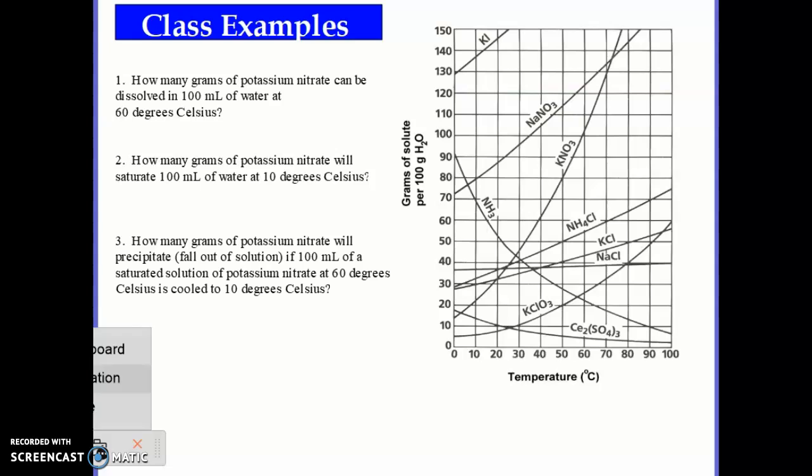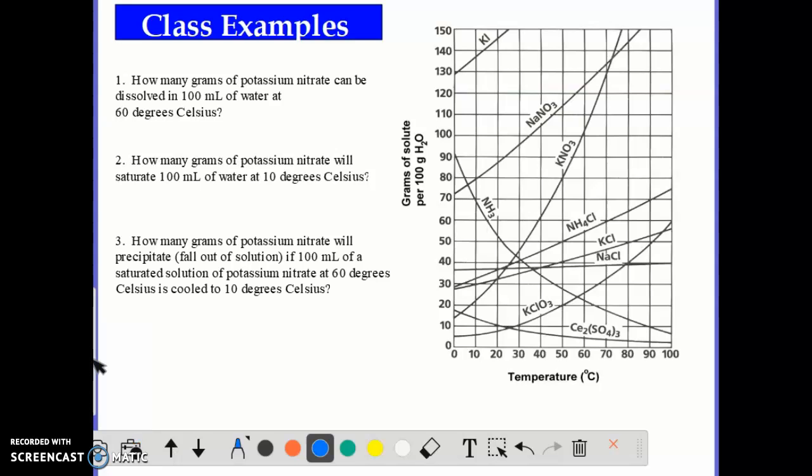Here are some examples. How many grams of potassium nitrate can be dissolved in 100 milliliters of water at 60 degrees Celsius? So, for every 1 gram of water, there is 1 milliliter of water. Okay, so if it says 100 milliliters of water, it really means 100 grams, which is what our graph is going off of, so that's perfect.